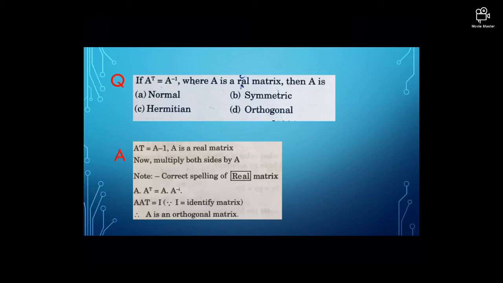Or just remember this simple technique. If a matrix is given as an orthogonal matrix, in order to find out the inverse for that, just find out the transpose of that particular matrix. That's it. So that's a very simple technique, and this question was asked in 1996 and it was asked for 1 mark.